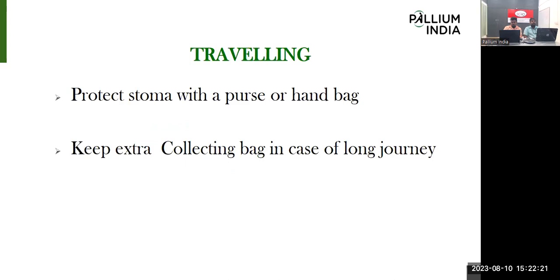While traveling, if the patient is in public transportation, nearby persons may accidentally hit the stomal region and cause injury. So they need to protect their stoma with a purse or a handbag. They can also carry an extra colostomy bag during the journey.